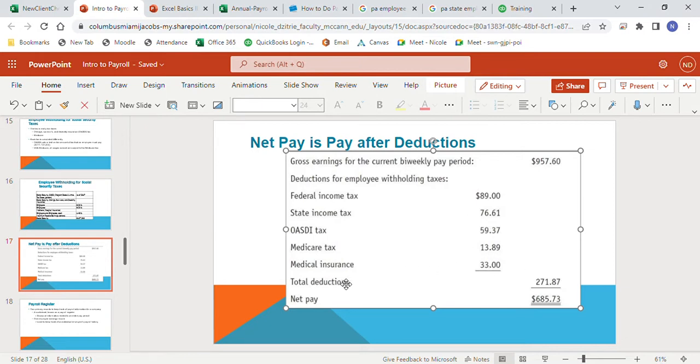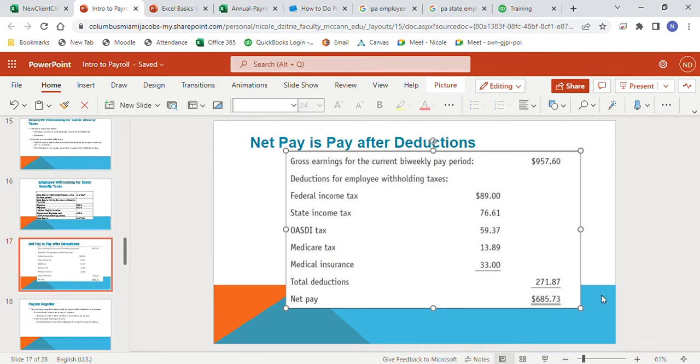And then medical insurance usually is a flat amount, a flat fee. So every 2 weeks, this employee contributes $33 to medical insurance. And so their total deductions come out to $271.87. And you're going to subtract that from their gross pay to get their net pay. So this is what their check would actually be, $685.73.